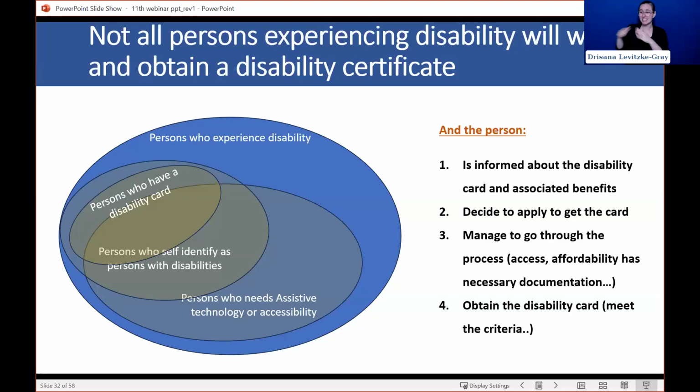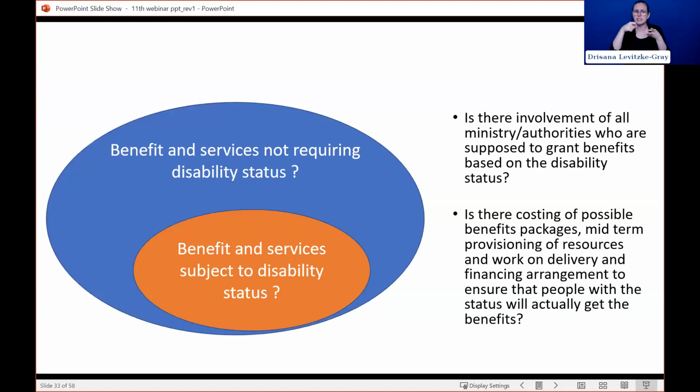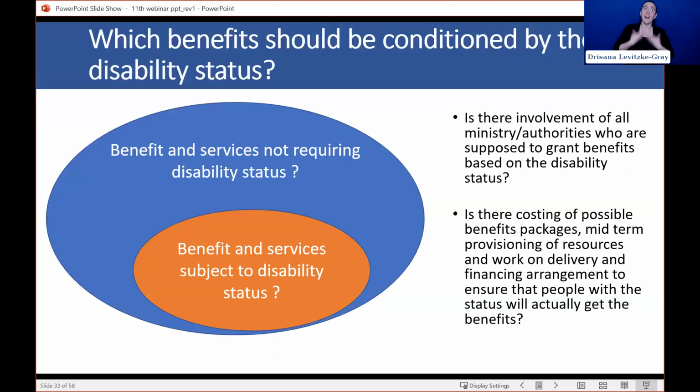Another element is that to be able to be in the system, you need to be informed about the disability card and the possible benefit. You need to decide based on the benefits if it's worth it to apply and go through the process. Then you need to manage to go through the process in terms of accessing it, the information, affordability, having the necessary documentation required. And finally, you need to meet the criteria that are established for obtaining the disability status or the disability card.